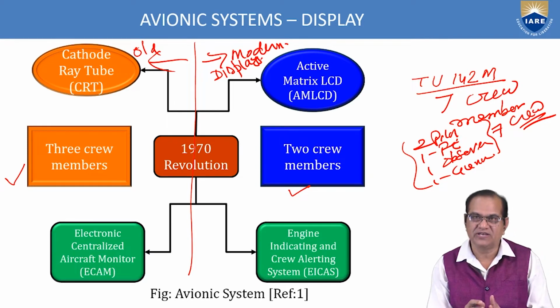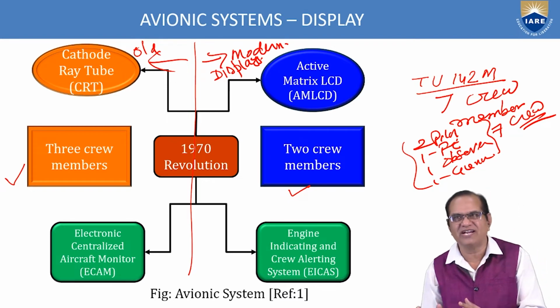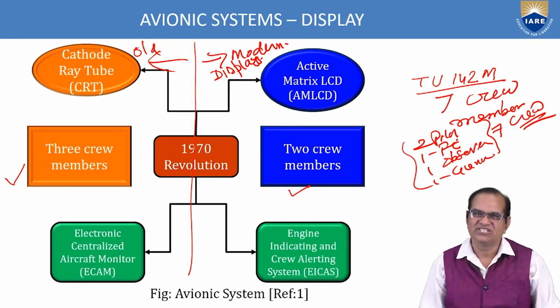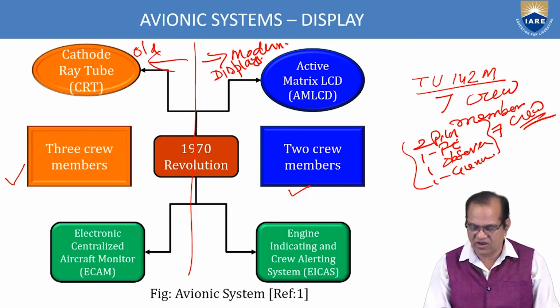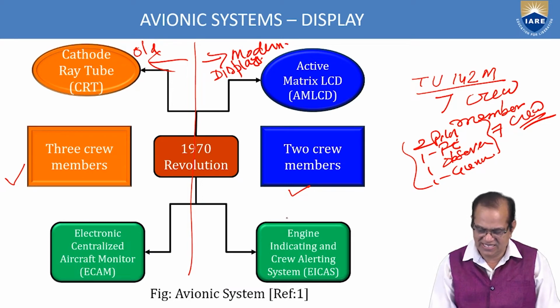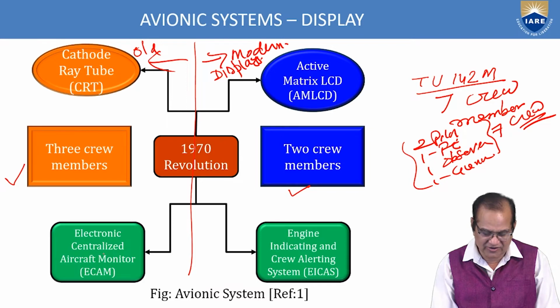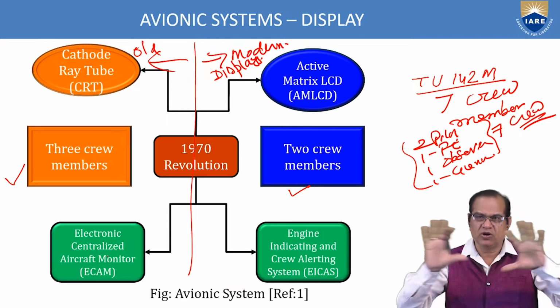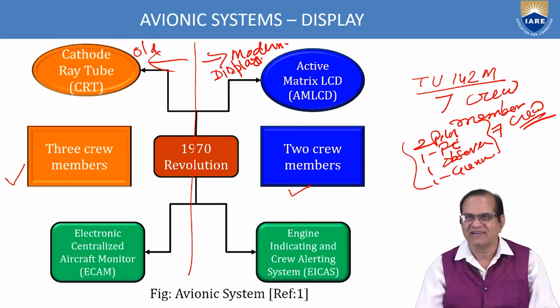And this has happened slowly after 1970. Before 1970 aircraft and after 1970, a lot of things have changed, and these things are shown here. Nowadays we have AMLCD, we have the EICAS, the engine indicating and crew alerting system. We have the electronic centralized aircraft monitor. So in place of 2 different monitors, only 1 monitor is there. Both pilots can observe it.